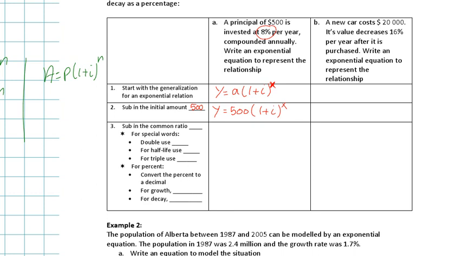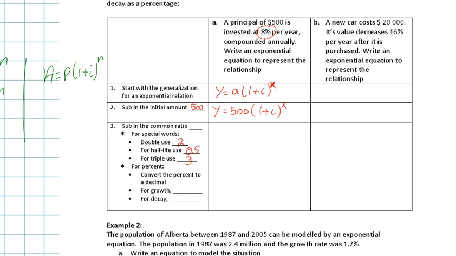What does the word double mean? Two. So you're going to use 2 as a base. If it's saying half-life, what do you use for the base? 0.5. If it's triple, what do you use for the base? 3.